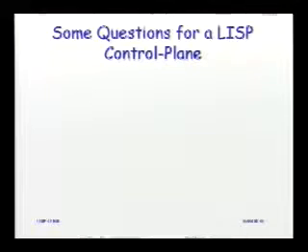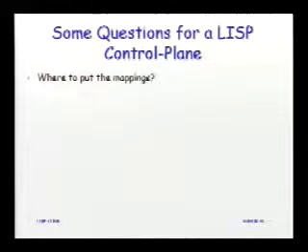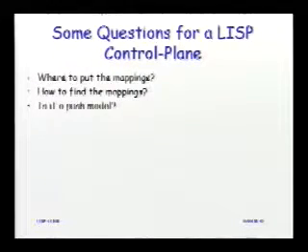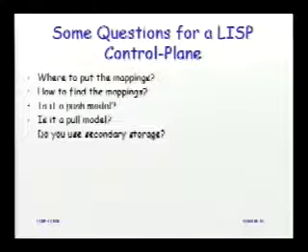So what kind of questions did we need to answer here? Well, where do you put the mappings? That seems obvious. How to find them? That seems obvious. Problem. Then Dino mentioned this. Are we going to push all of the mappings to the edges, to the ITRs who need them? That seems unlikely if it's 10 to the 10 or something like that. Is it pull? Well, it has its other issues as well, and we'll talk about that.